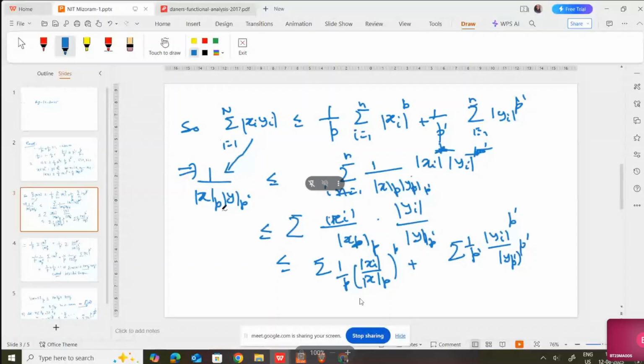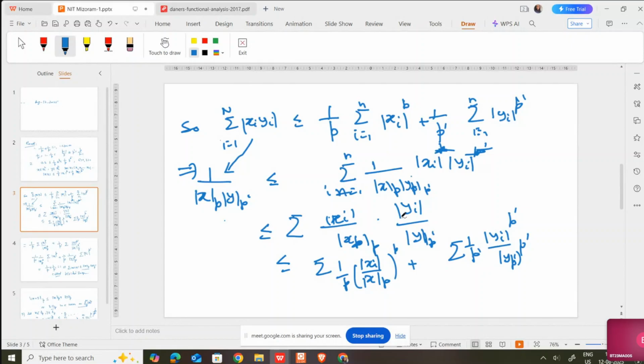Take the same element, divide by the norm of x_p into norm of y_p prime. That is the same thing as this. So you have this, you take this norm of x_p into norm of y_p prime into the summation. We can take that because this is independent of i. The summation is over i. So this is summation of mod of xi yi divided by norm of x_p, norm of y_p prime. That is what I have.